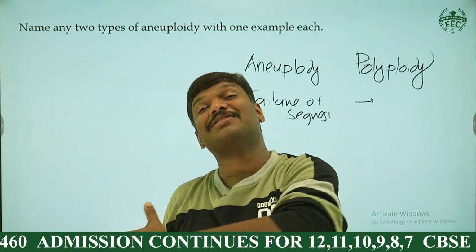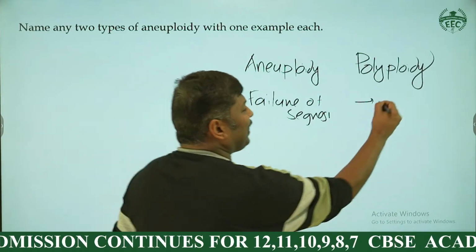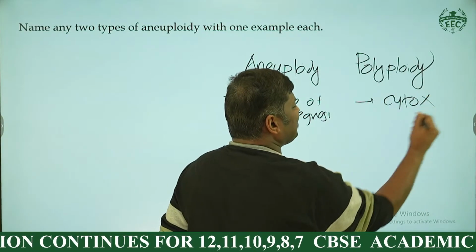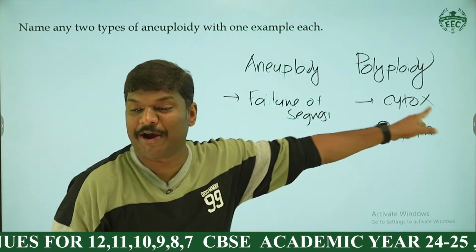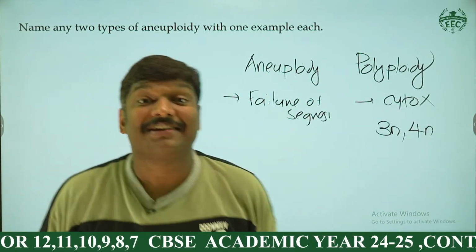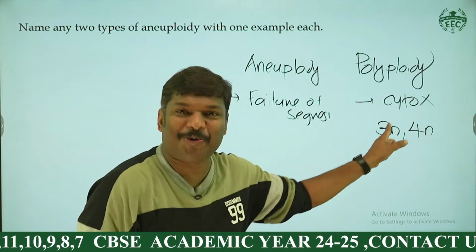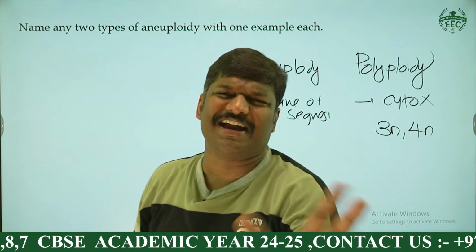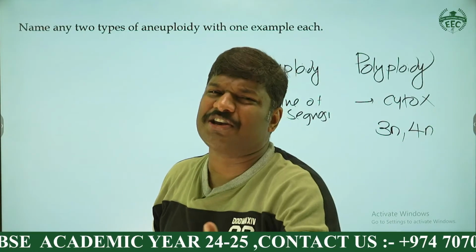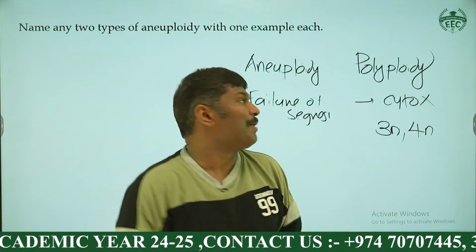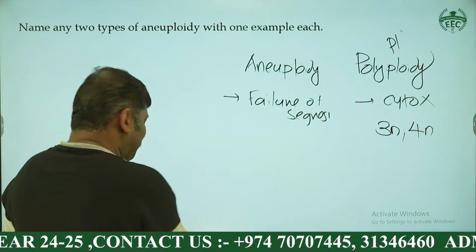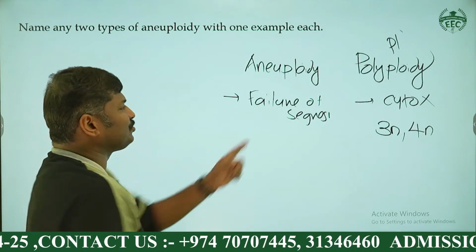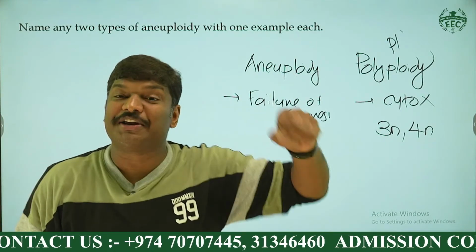Both are totally different. Here, polyploidy, failure of cytokinesis, means what? It is making either 3N or 4N, either triploid or tetraploid. The triploid and tetraploid conditions are not there in humans. That is only in plants. That's why polyploidy is reported only in plants. But what about aneuploidy, my dear students? Aneuploidy is reported in humans, right?